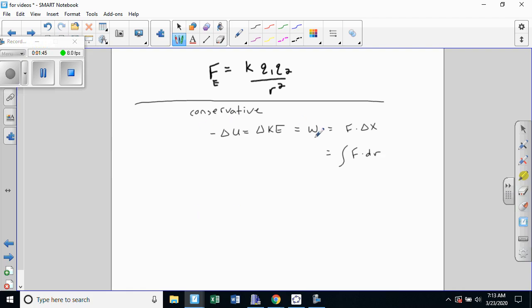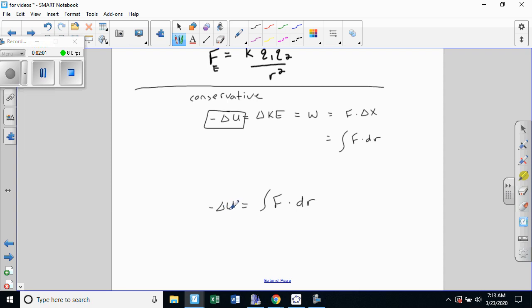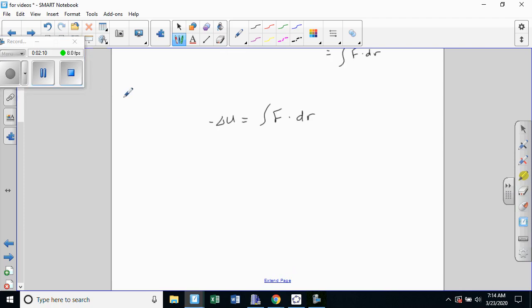Okay, so with the work-kinetic energy theorem for conservative forces, I'm going to instead choose to look at potential energy, because that's a lot more useful to us in terms of predicting the motion of the particles. So really quickly, let's look at minus delta U, the change in potential energy, which is equal to the integral of F dot dr. What I'd really like to do is come up with an equation for the potential energy at one single position.